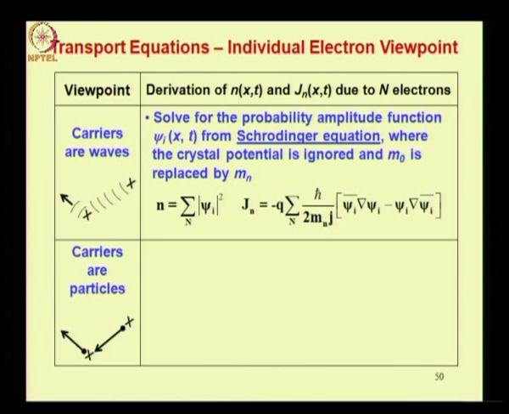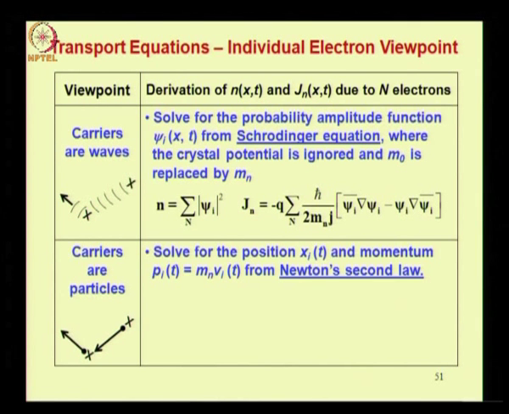Now you know that from your knowledge of Schrodinger's equation, the modulus of psi I squared is nothing but the probability distribution function. More details about these equations we will discuss later. Let us look at the next viewpoint, the individual carrier viewpoint, wherein you regard the carriers as particles. In this, the first step would be to solve the state of each of the electrons using Newton's second law.